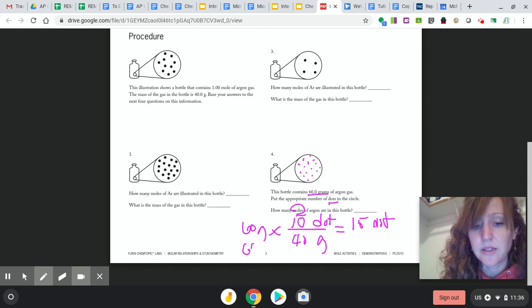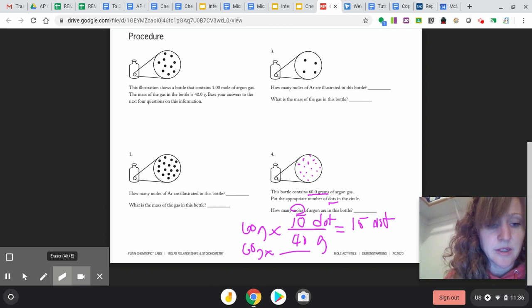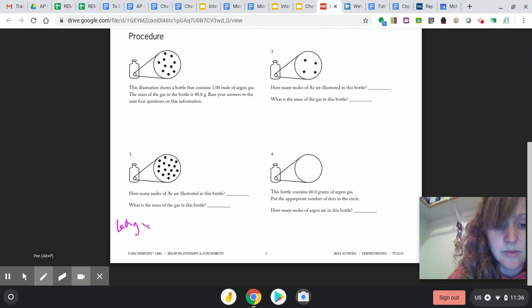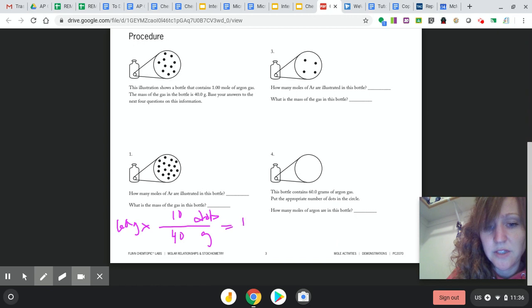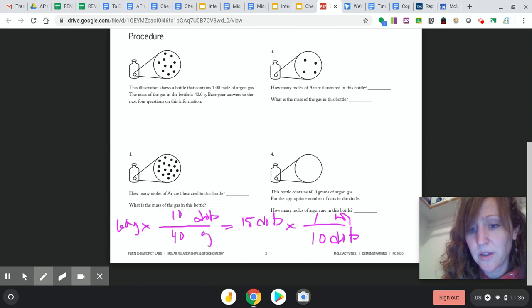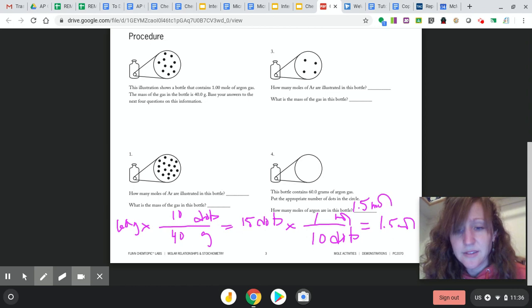So 60 grams, and I know that, oh, I'm running out of space. Let's just start this over on the side. 60 grams to dots, and that was 10 to 40, which got us 15 dots. And now I want to go to moles. So dots to moles, and I know that 10 dots is the same as 1 mole, so 1.5 moles. Voila! There we go.